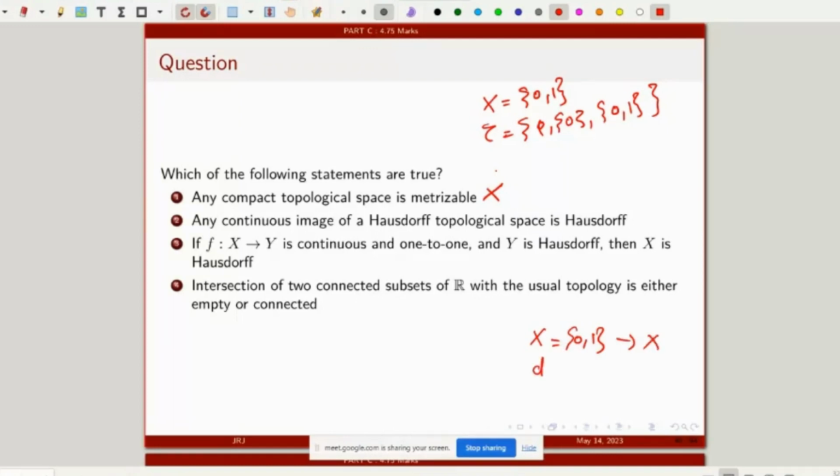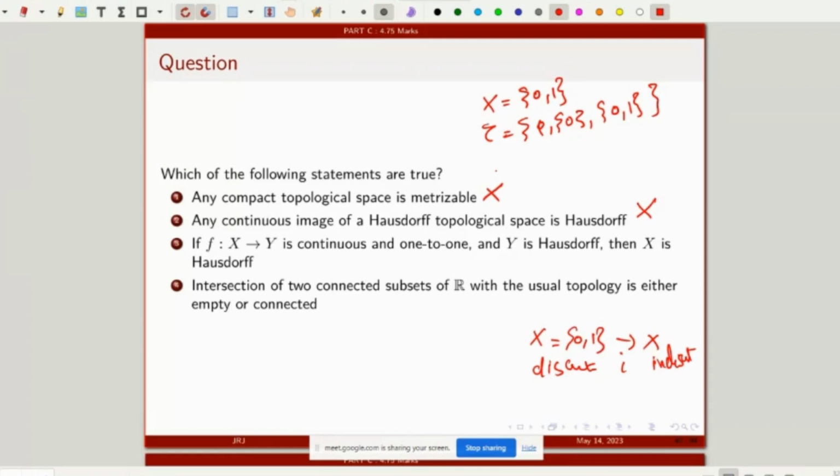Here you are putting discrete, here you are putting indiscrete. So you are taking the identity map, right? Okay. So continuous image of a Hausdorff topological space need not be Hausdorff. Now what about the fourth option?